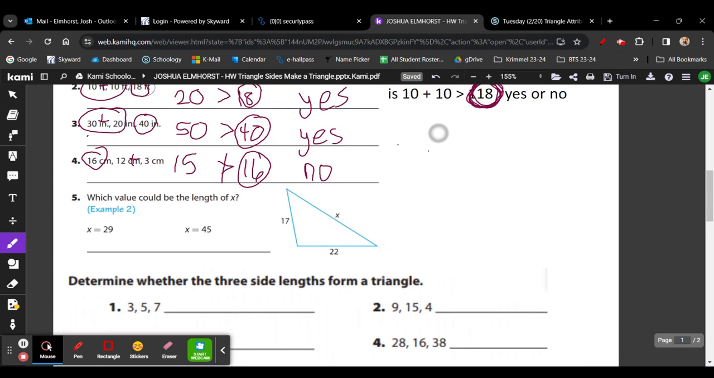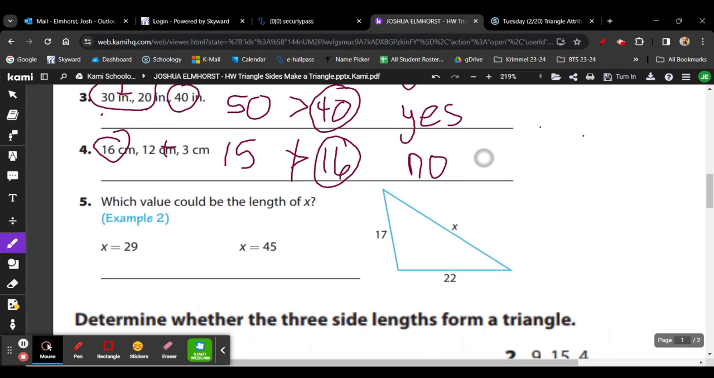Okay, number 5, how do you know if you can make a triangle? Well, let's just add these up and make a comparison to start. If these are the two shorter sides, 17 plus 22 is going to give you 39. Now, if we have 39 being compared to 45, is 39 greater than 45? No, so this one would not work.